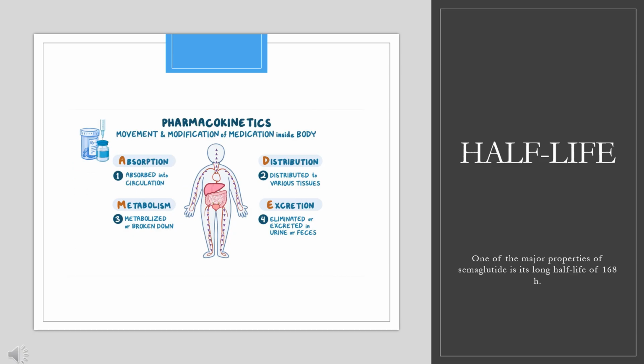Half-life. One of the major properties of semaglutide is its long half-life of 168 hours. The long half-life is attributed to its albumin binding. This lowers the renal clearance and protects semaglutide from metabolic breakdown.